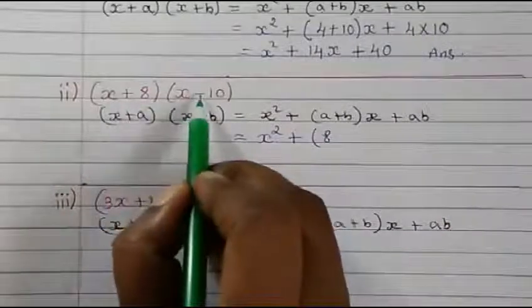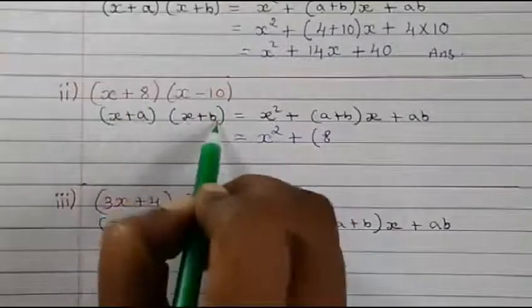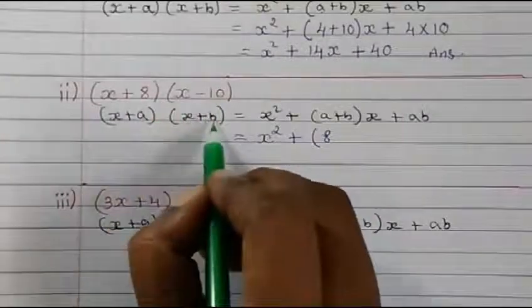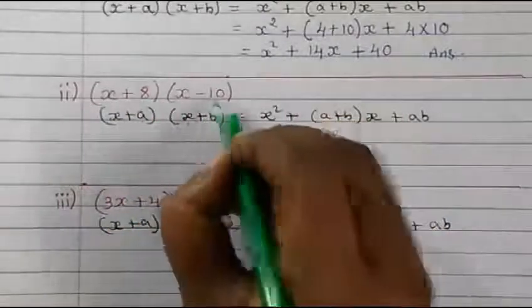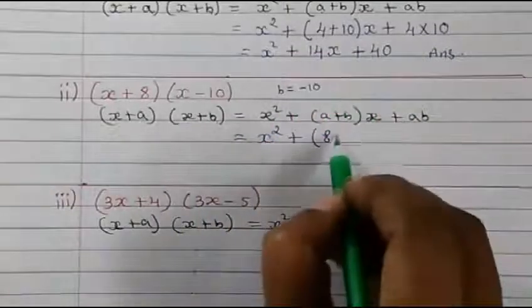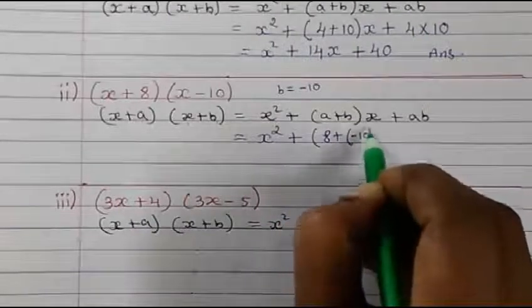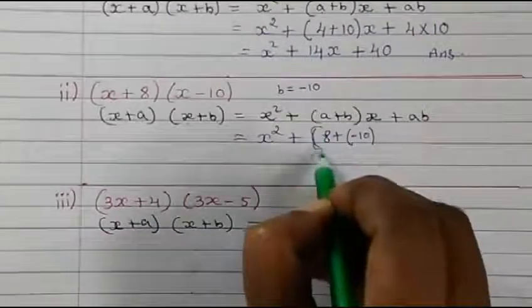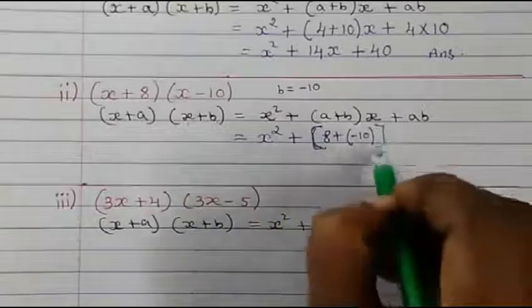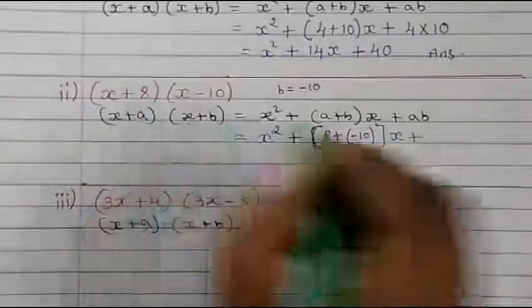Don't get confused, because here minus is there. We have to see that the integers are different, therefore we are seeing a and b. So in place of b we have minus 10. So plus, in place of b you will write minus 10. Now let's put it in the bigger bracket. Then this x as it is.